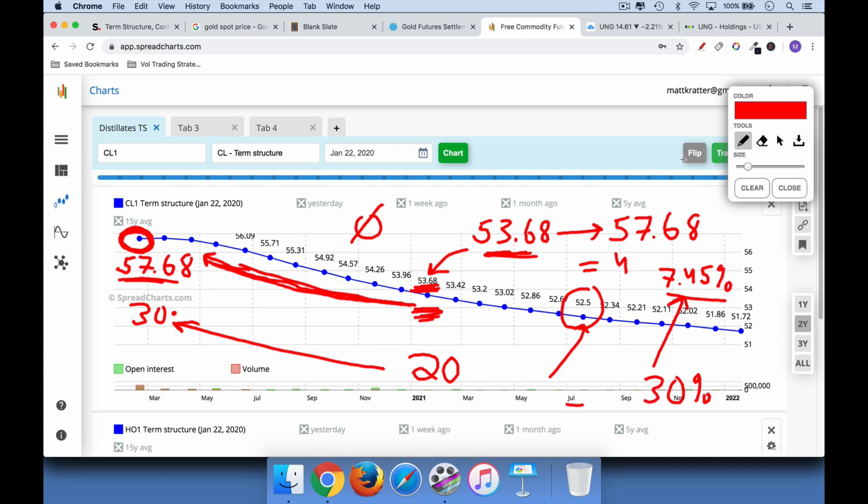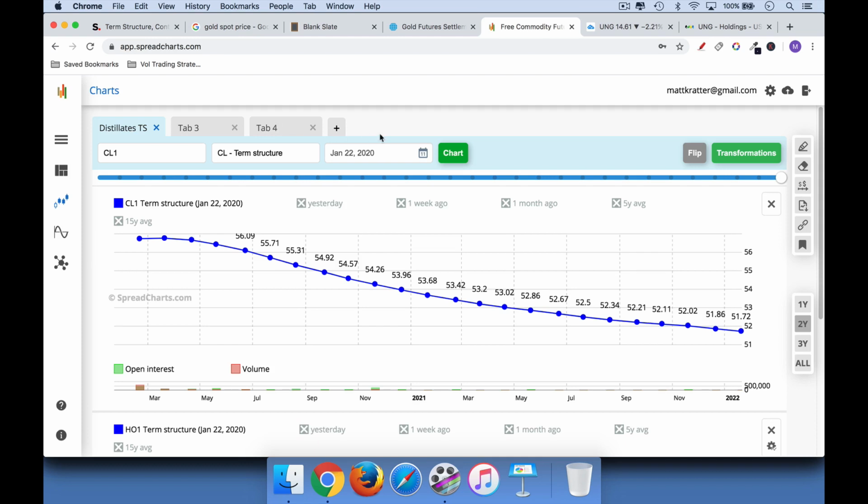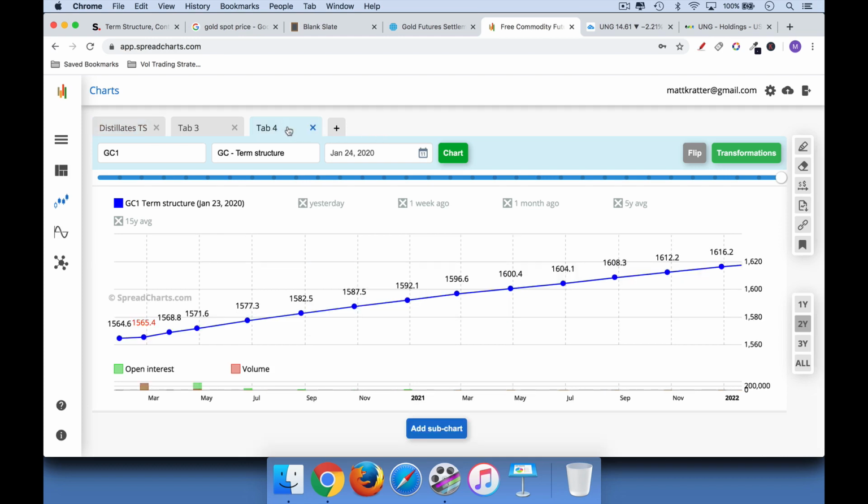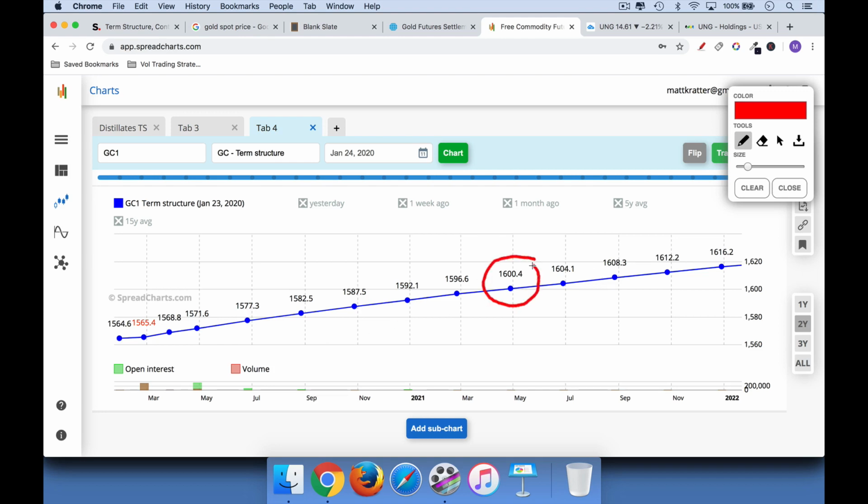Now what happens if you're doing a contango curve and you're holding it? Well, this is where you can actually lose money. So let's take a look here. We'll use round numbers here. This is the gold term structure. And again, it's in contango, it's upward sloping. Gold for delivery in May of 2021 is about 1,600. And gold spot today, as we said, we'll just use this price here. We'll call it 15.65.